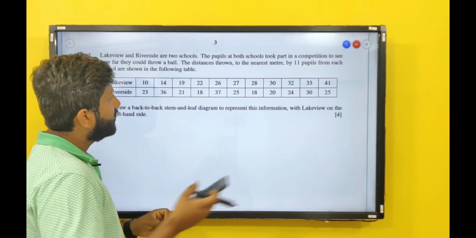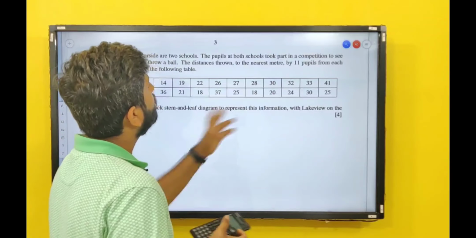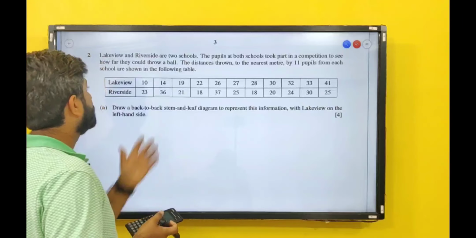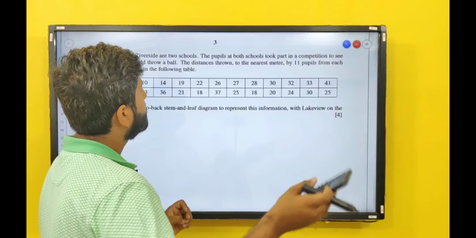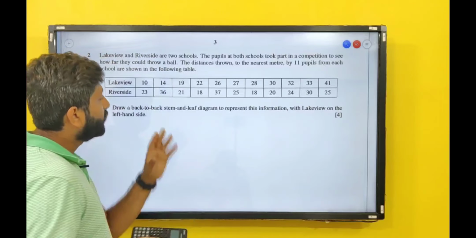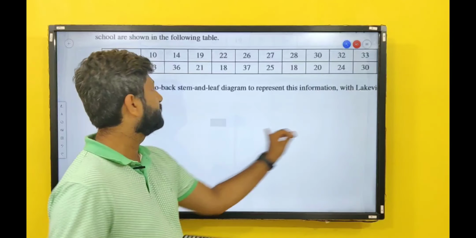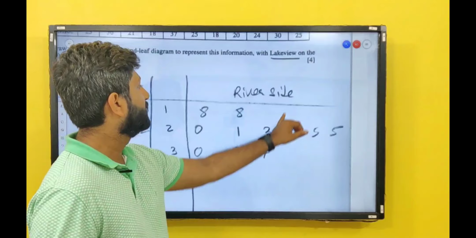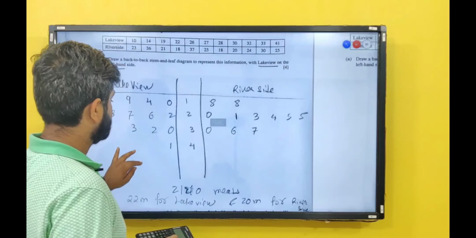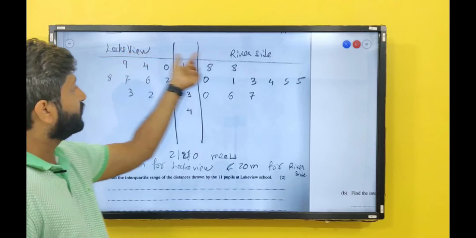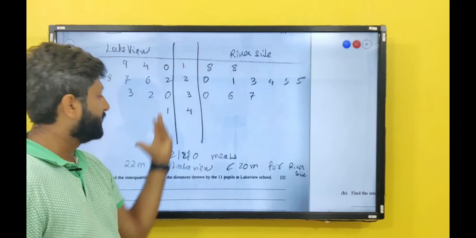Lakeview and Riverside are 2 schools. The pupils at both the schools took part in a competition to see how far they could throw a ball. The distances are given. Draw a back-to-back stem-and-leaf diagram to represent this information. I have drawn this back-to-back stem-and-leaf diagram here. This is Lakeview, Riverside, and this is all the data.